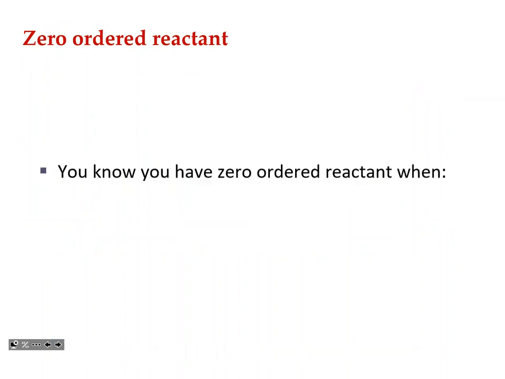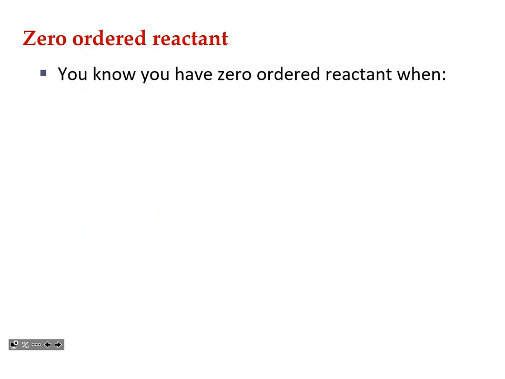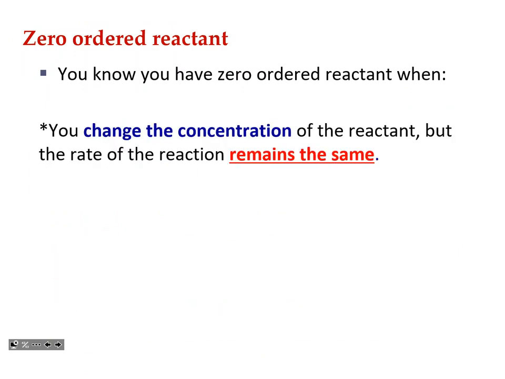If you have a 0 order reactant, this is what it means. You can change the concentration all you want. You can double it, triple it, quadruple it. It is not going to change the rate. The rate stays the same. We call this one 0 order: no change. You can do anything you want to the concentration. You will not change the rate. It stays the same. It just is for certain reactions. This is how it works. Doesn't matter.